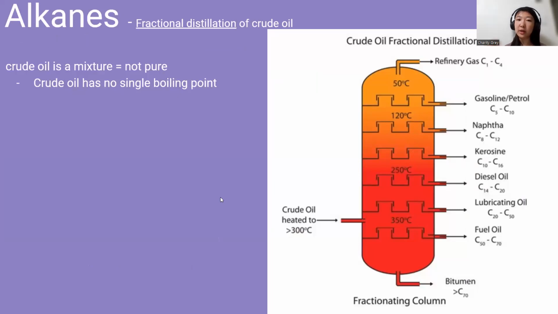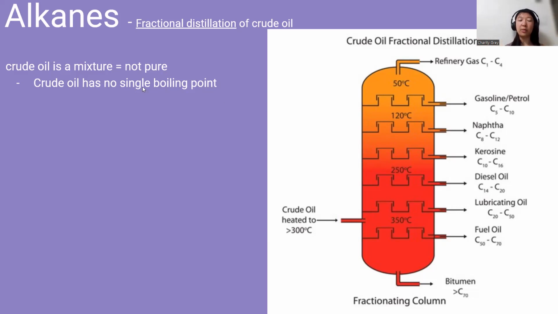So how do we filter the crude oil, right? Because we have a lot of crude oil, which is a big mix. It's not pure, right? So we want to use a process called fractional distillation. This is really important, and I think you should draw this diagram to help you understand how fractional distillation of crude oil works. Because crude oil is a big mix, it has no single boiling point.